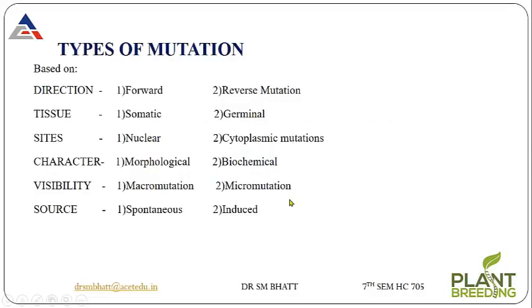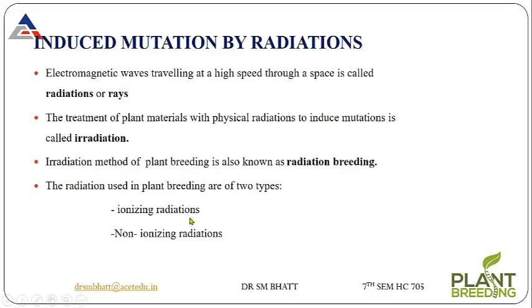What are the types of mutation? There are different types of mutation, for example forward and reverse mutation, somatic and germinal. By site of division, they may be nuclear or cytoplasmic; by character, morphological or biochemical; by visibility, macro or micro. Mutations may be spontaneous or induced. What is induced mutation? Induced mutation occurs whenever you use any radiations.